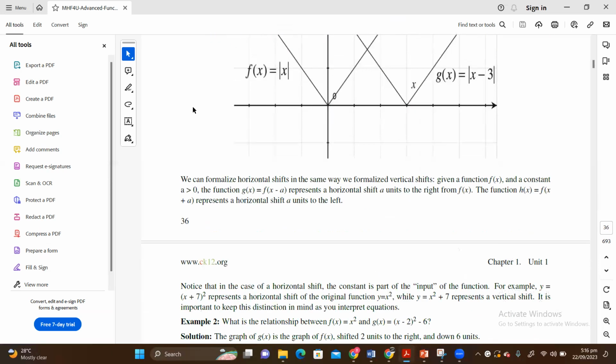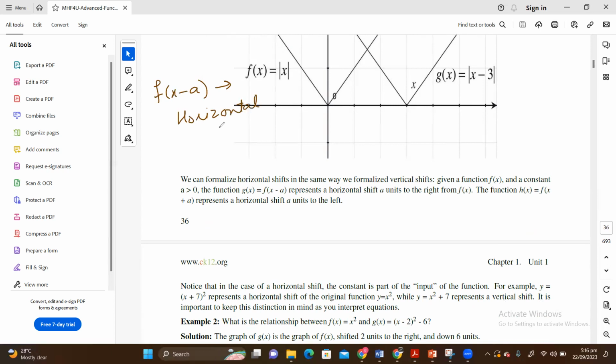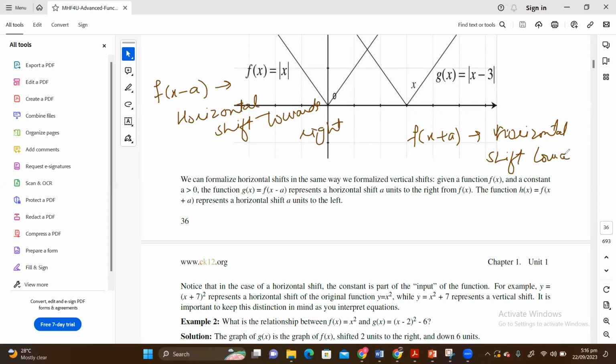This is the original, f of x equals mod x, and this is g, mod x minus 3. So if we have f of x minus a, it means a horizontal shift towards the right side. And f of x plus a means a horizontal shift towards the left side. It looks like it will go on the right, but it will not.